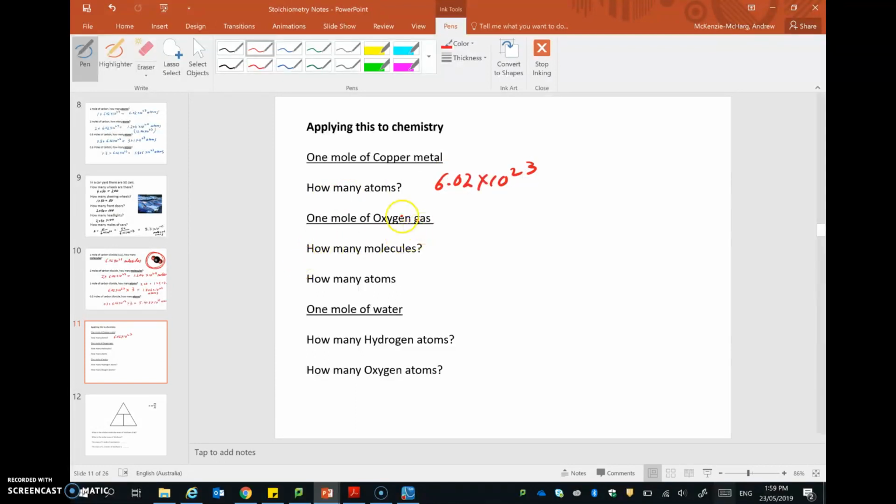Now, with the oxygen gas, of course, oxygen gas is O2. So we're talking about a diatomic molecule. 1 mole of that, that many molecules, is Avogadro's number. Each molecule has 2 atoms. So if we have 1 mole of oxygen gas, how many atoms altogether, that many times 2, because each molecule has 2 atoms. So 1.204 by 10 to the 24.